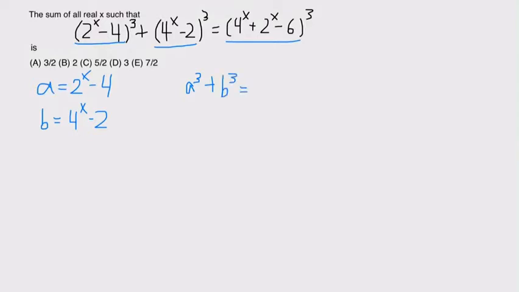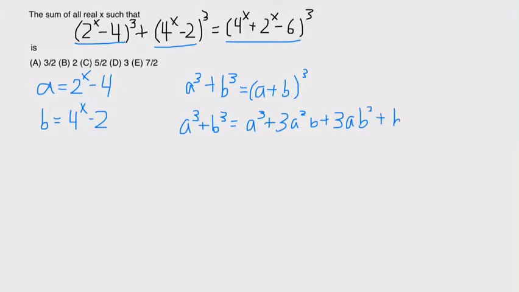Since we know the sum of the left-hand side equals the right-hand side, that's just (a + b)^3. So now we can recall what the sum of cubes is. (a + b)^3 equals a^3 + 3a^2 b + 3ab^2 + b^3.